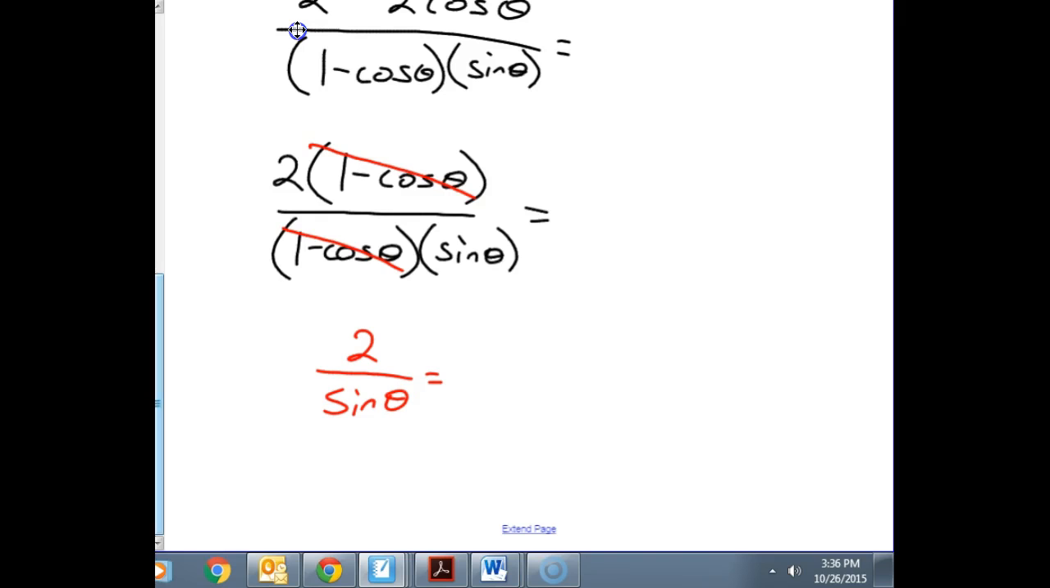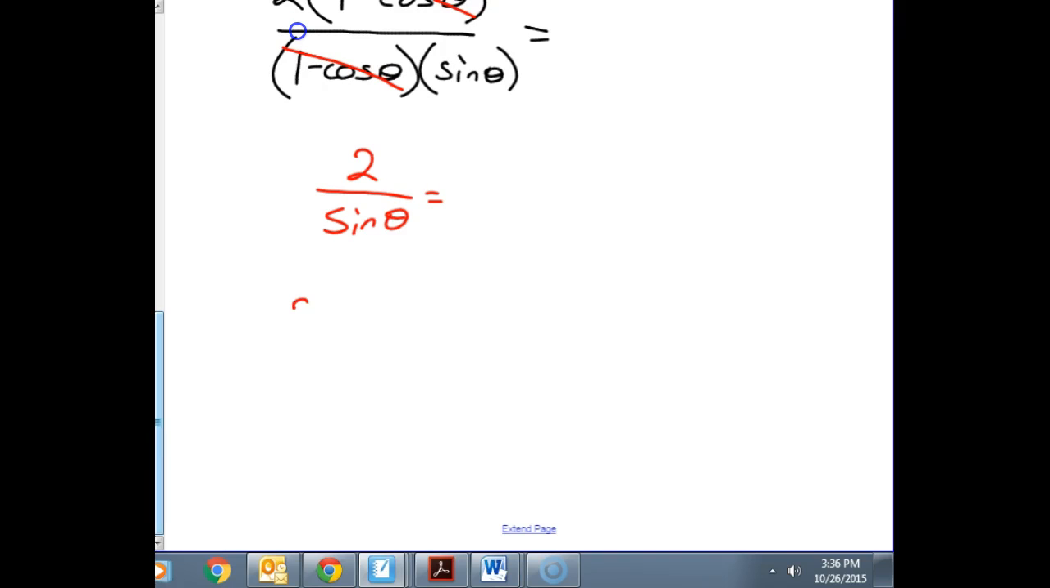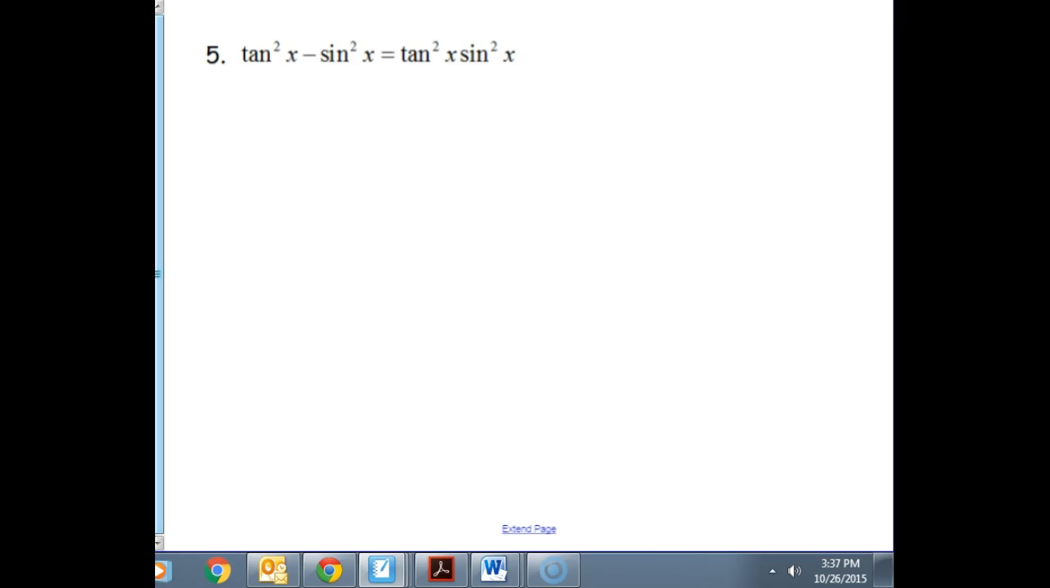Well, if you look up at the top, what is my goal? 2 cosecant. So that's what that equals: 2 cosecant equals 2 cosecant. Trying to spell cosecant here. And voila, that's number 4. And if you notice, that was just like number 10 on your homework, just throwing that out there. Number 5.